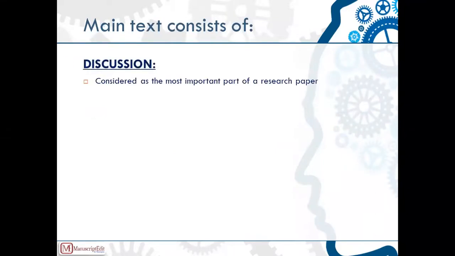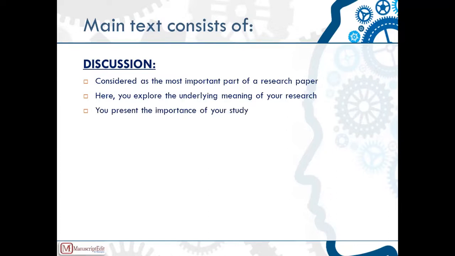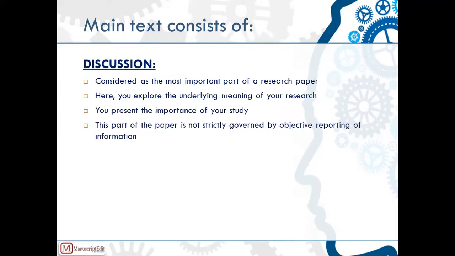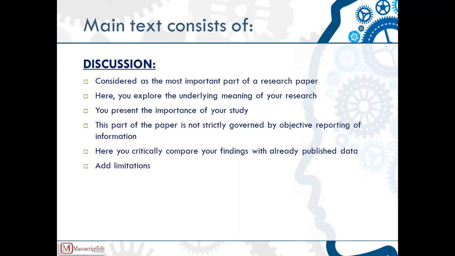Now coming to discussion. Discussion is considered the most important part of a research paper. Here, you explore the underlying meaning of your research. You present the importance of your study. This part of the paper is not strictly governed by objective reporting of information. Here, you critically compare your findings with already published data. It is suggested to add limitations and future recommendations.